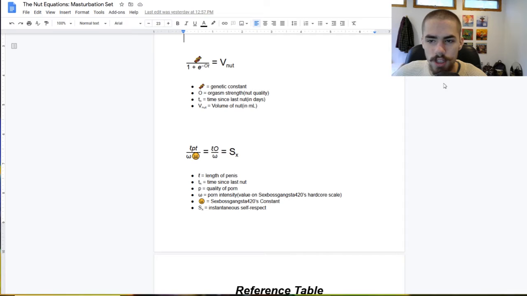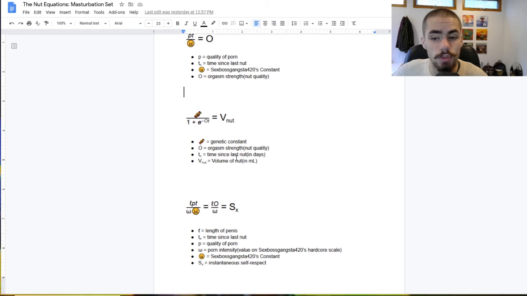The next equation is the volume of nut equation. Some shorten it to VNUT. This is a bit more complicated. It is a logistic function, but we'll go over it anyway. The top here is genetic constant, and that is over 1 plus Euler's constant, E, to the negative orgasm strength time since last nut. You will not have to solve for any of the variables with this equation. You will either be given all of the numbers to plug in order to get V nut, or you'll be looking at a graph, and it's more likely you'll be looking at a graph.